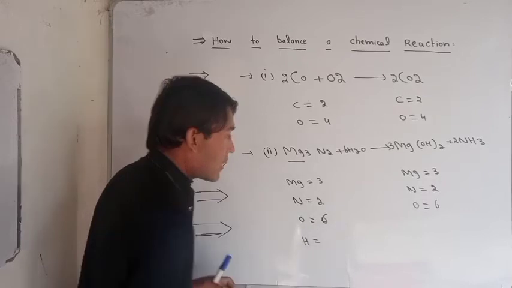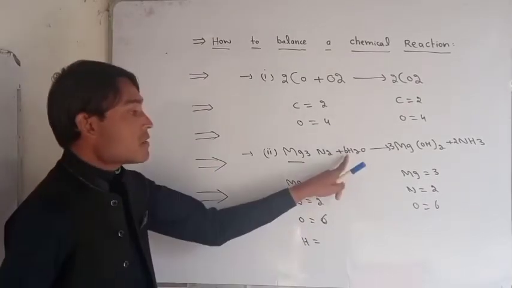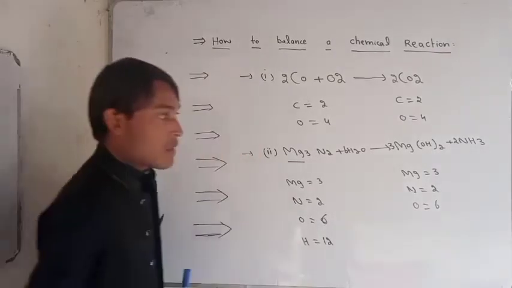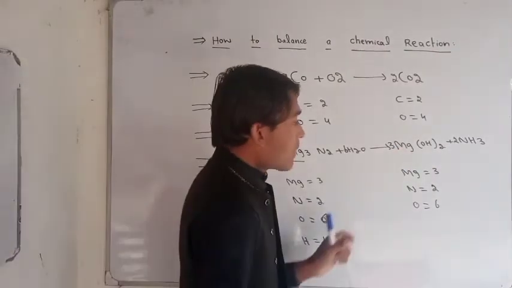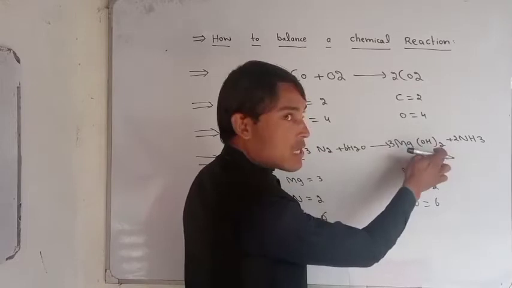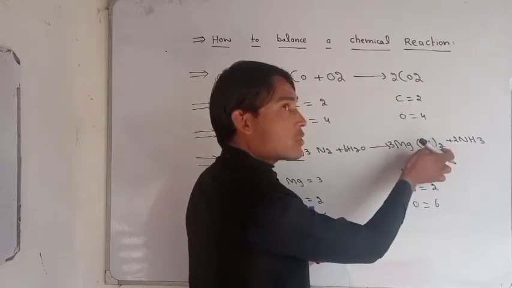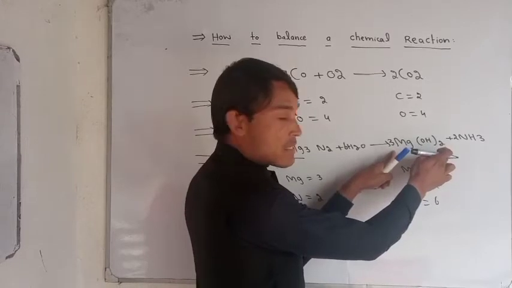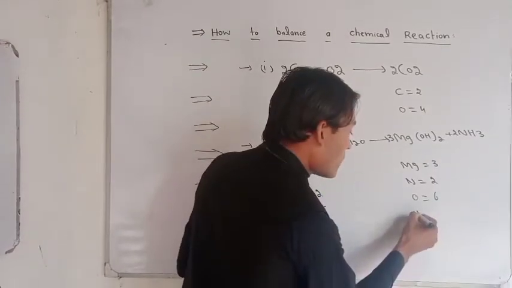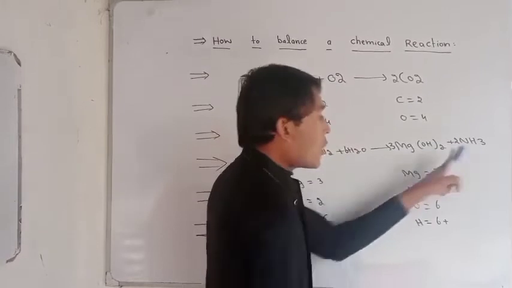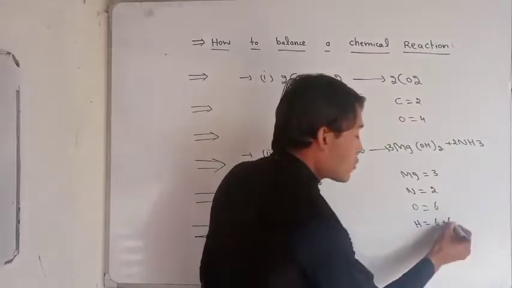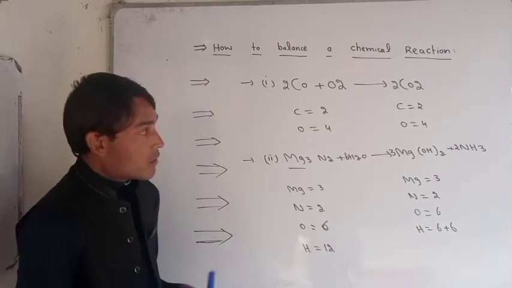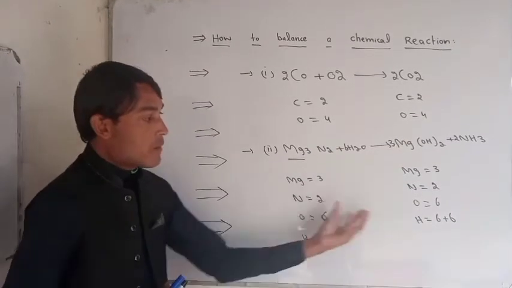The number of hydrogen on the left side is 6 times 2, which is 12. Now let's talk about the right side. Here 3 times 2 is, because this hydrogen means 2, so we multiply, 3 times 2 is 6. So we have hydrogen 6 plus 2 times 3 is 6. So if we look at the second reaction, we have balanced everything.